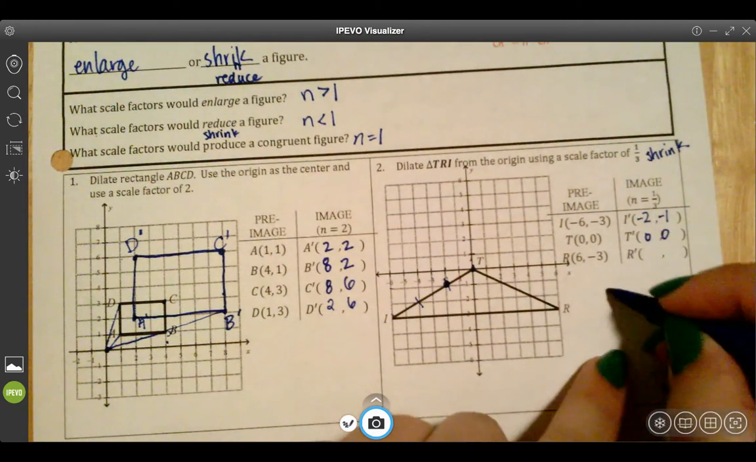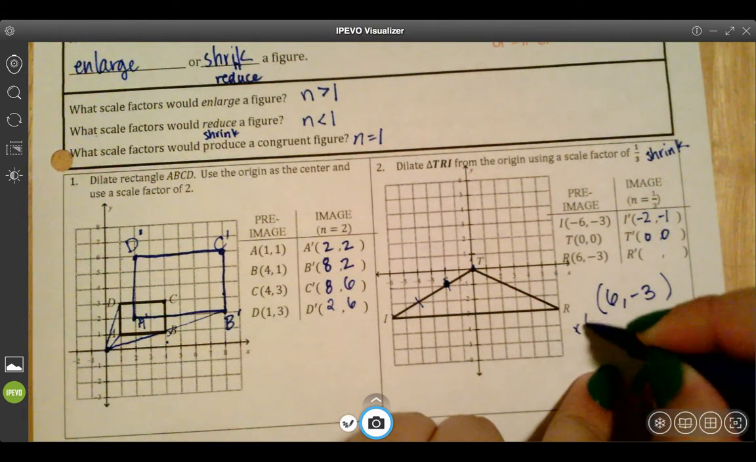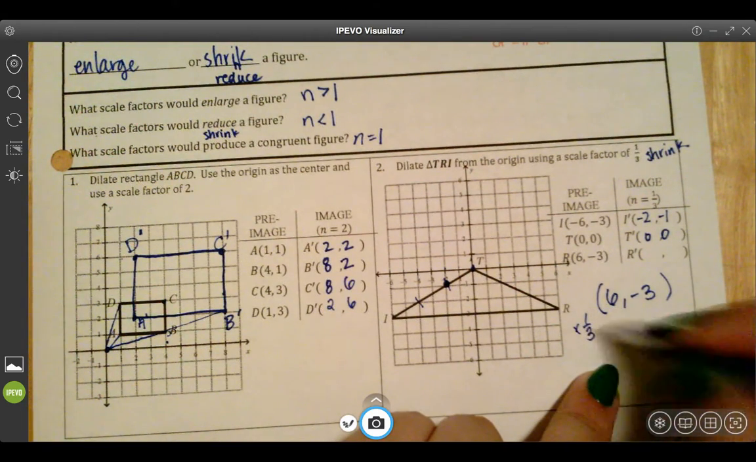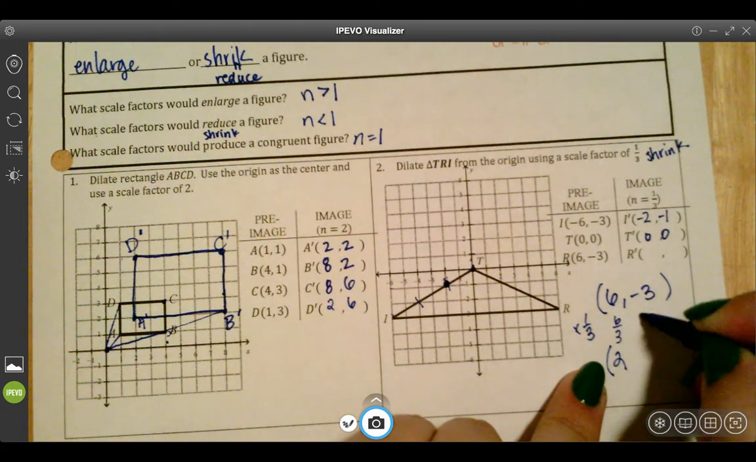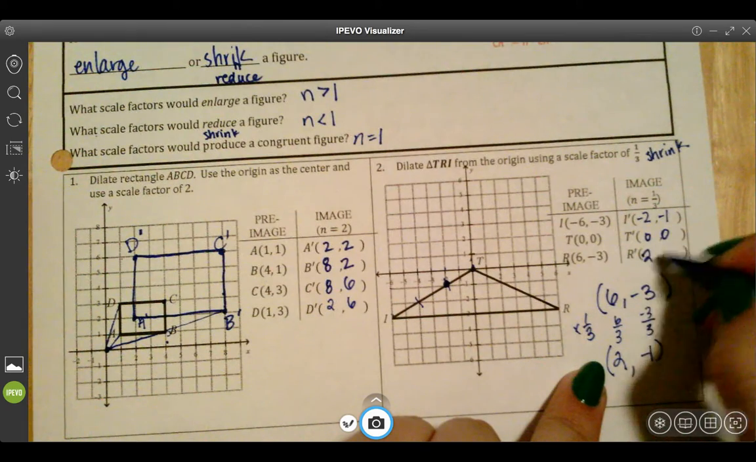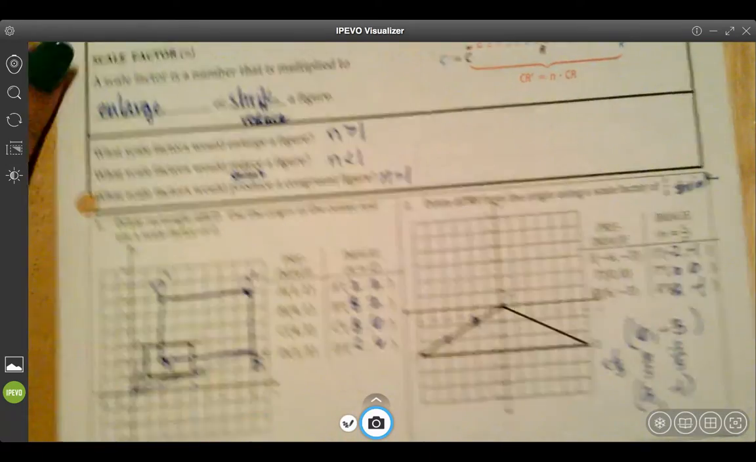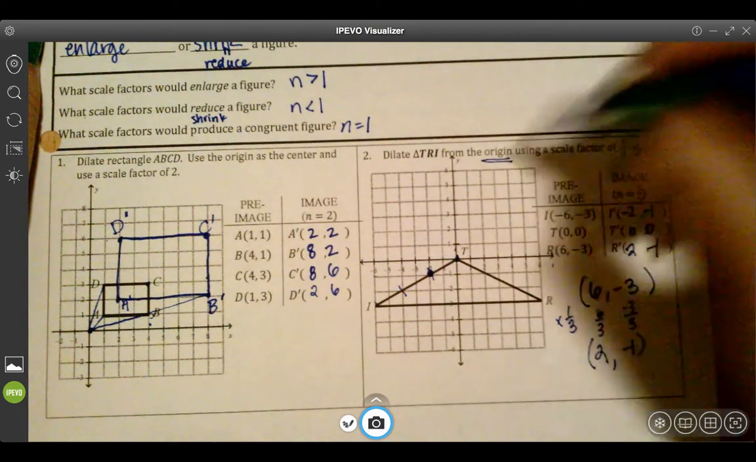So using that same idea, here is R. I take (6, -3) times 1/3. 6 times 1/3, 6/3 is 2. -3/3 is -1. So (2, -1). And again, that only works when the center is the origin.